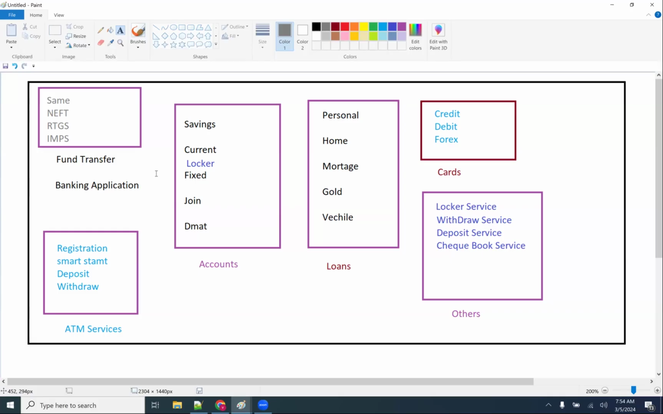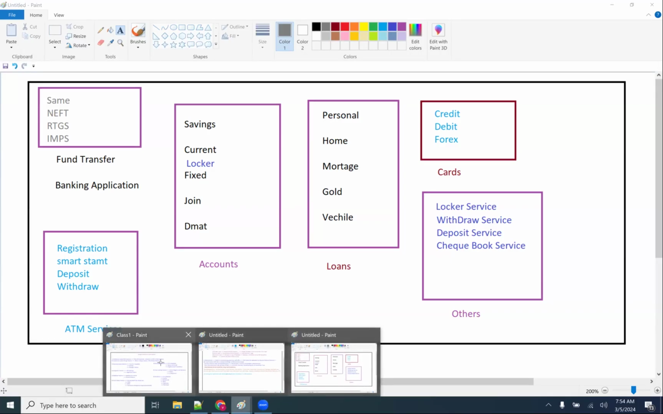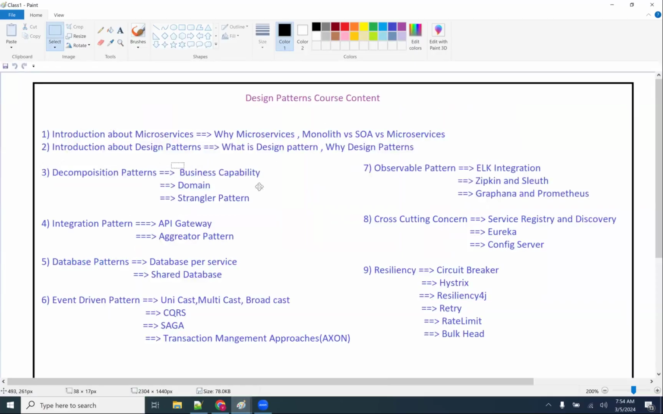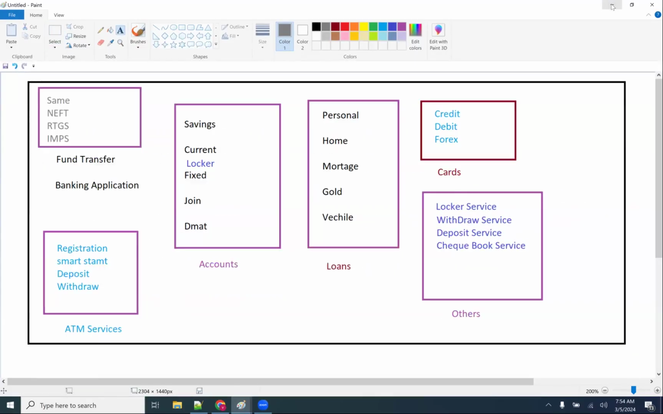Right. Maybe that's it as per our knowledge. Now, the outcome. What is the outcome of dividing that application into different business capabilities? I came to know that accounts is one capability, loans is another capability, cards is another capability, others is another capability, ATM is another capability, fund transfer is another capability.